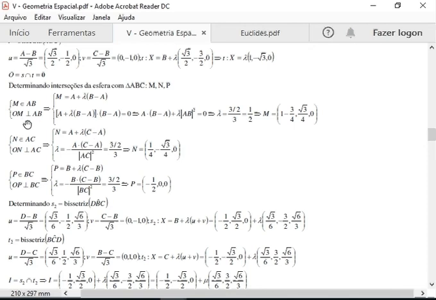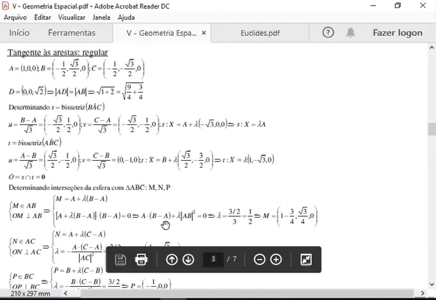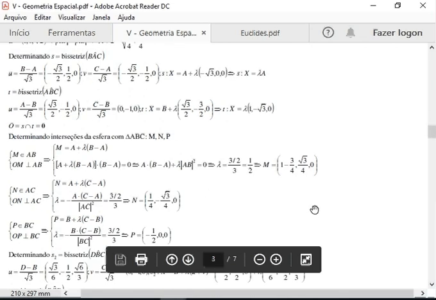OM is orthogonal, or perpendicular, to AB. So (M minus O) times the inner product with (B minus A) is equal to 0, orthogonal. A times (B minus A) plus lambda (B minus A) squared equals 0. We isolate lambda: 3/2 over 3, which is 1/2. It's easy to multiply A by (B minus A). M will be that point.